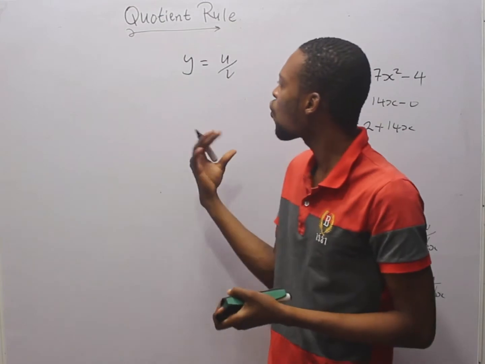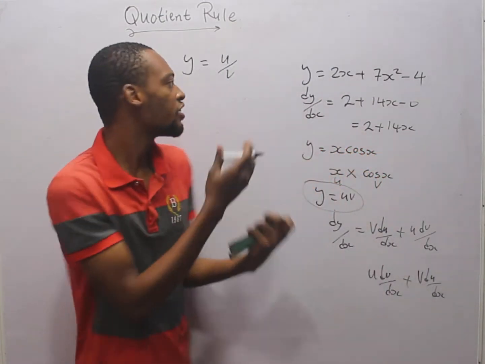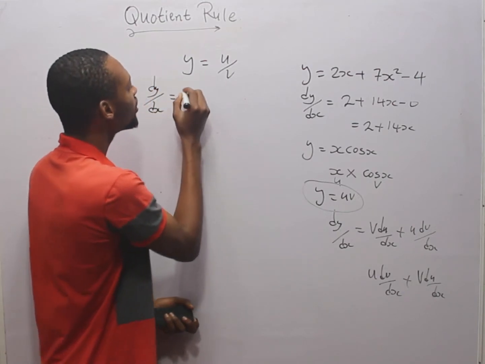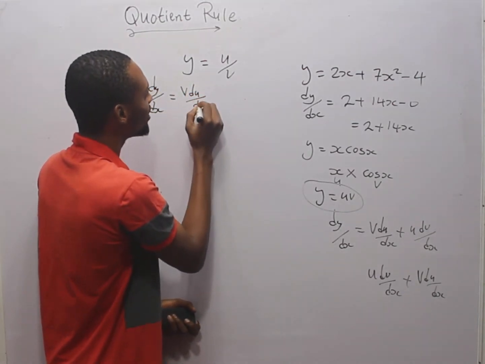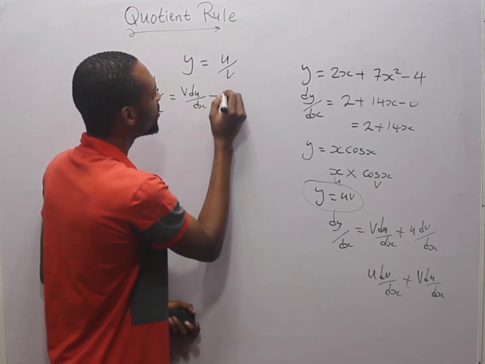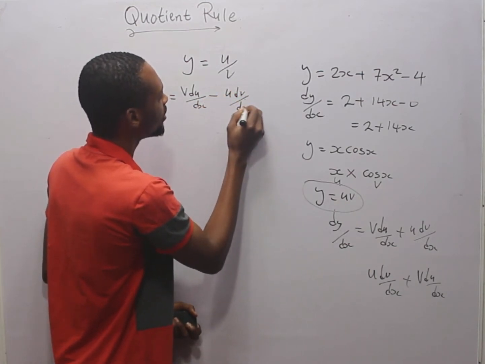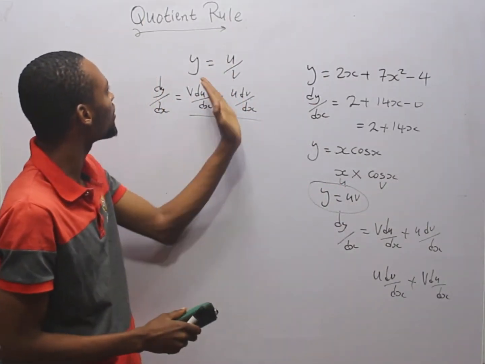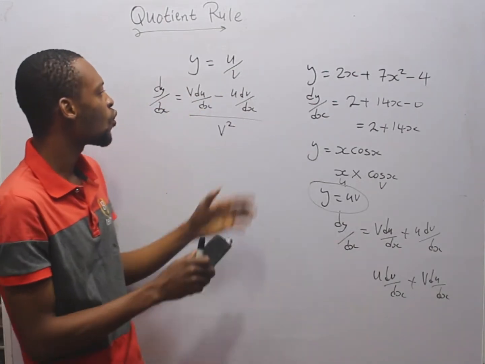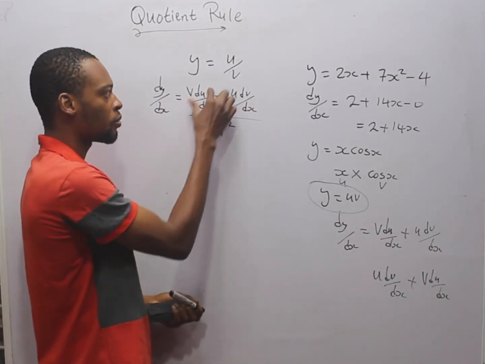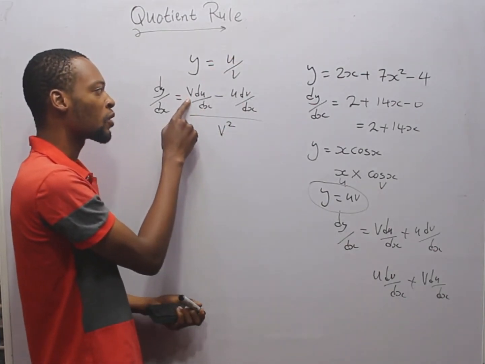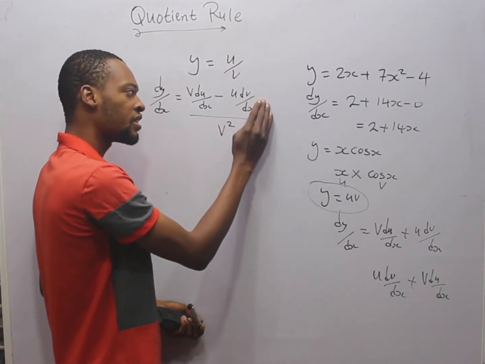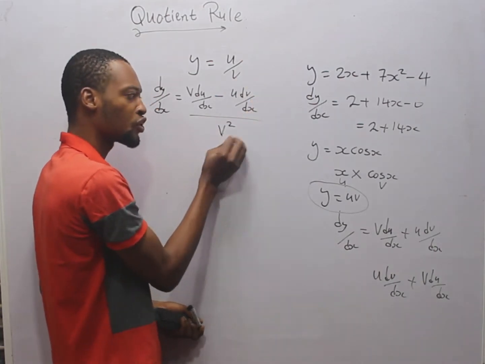We apply the quotient rule, which states that if y is equal to u over v, dy/ds is simply v du/ds minus u dv/ds, all over v squared. It means if you are dividing in differentiation, what you simply do is differentiate the top, u is the top, keep the bottom constant, v, minus u, keep the top constant, differentiate the bottom, all over the bottom squared.